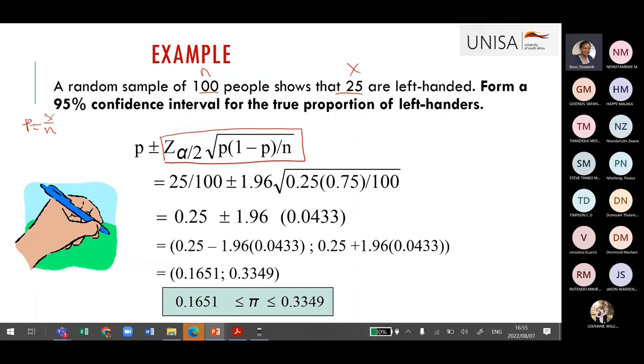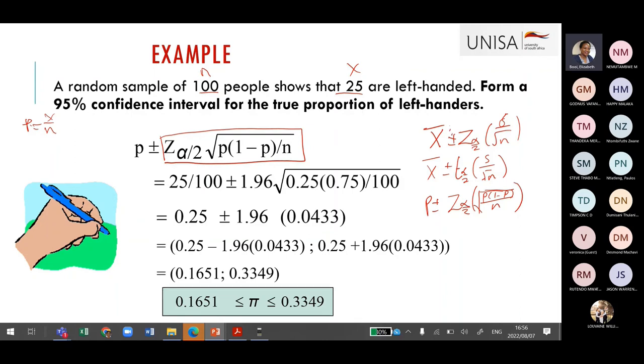This is what we call a margin of error. So from the X bar plus or minus Z alpha times sigma over the square root of N, and then plus or minus T alpha divided by 2 times your S over the square root of N, and P plus or minus Z alpha over 2 times the square root of P times 1 minus P over N.